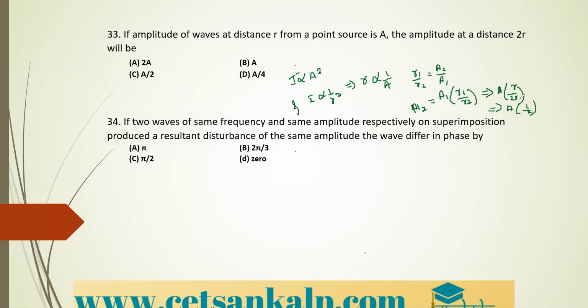Okay. Next, if two waves of the same frequency and same amplitude on superposition produce a resultant disturbance of the same amplitude, the waves differ in phase by what? So two waves of the same frequency and same amplitude are superimposed, and they produce a resultant disturbance of the same amplitude. They have asked for the phase difference here.